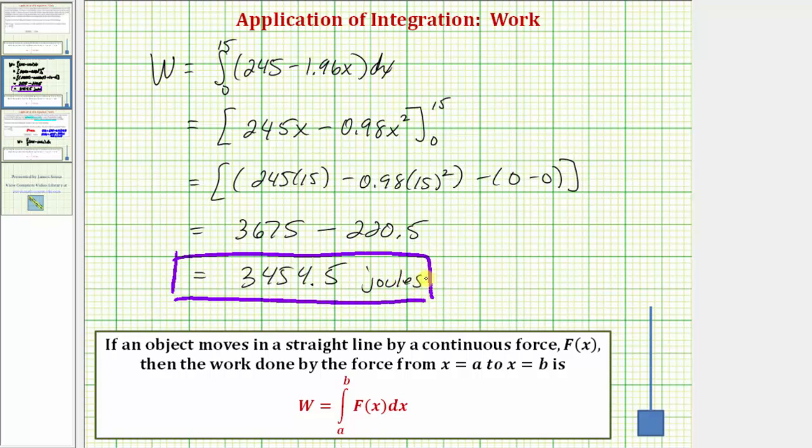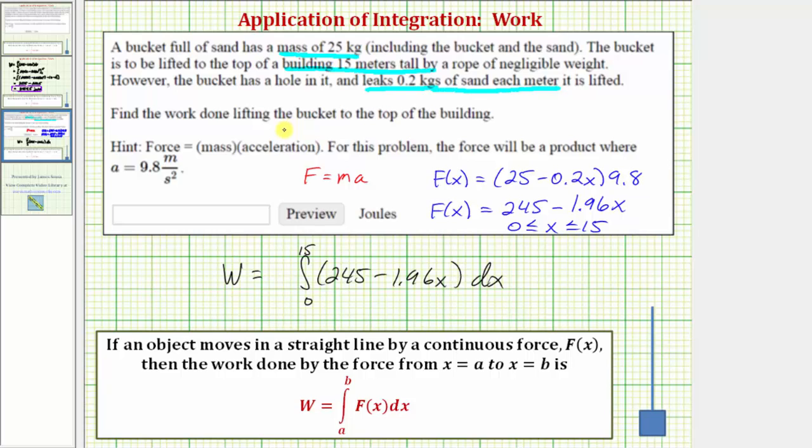So going back to our first slide just for a moment, the amount of work done lifting the bucket to the top of the building, again, is 3,454.5 joules. I hope you found this helpful.